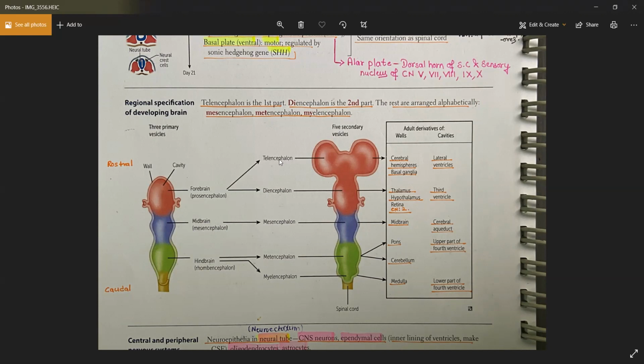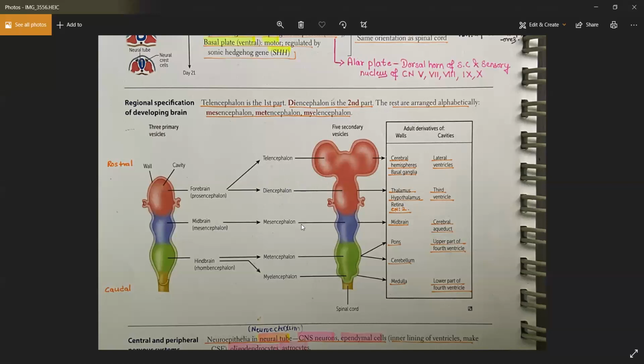The forebrain will form the telencephalon and the diencephalon. Telencephalon forms your cerebral hemispheres and the basal ganglia. Diencephalon forms your thalamus, hypothalamus, and the retina. The lateral ventricles are present in between the cerebral hemispheres, so the lateral ventricles are also formed from the telencephalon. Third ventricle is present near the hypothalamus, right? And it is formed by the diencephalon.